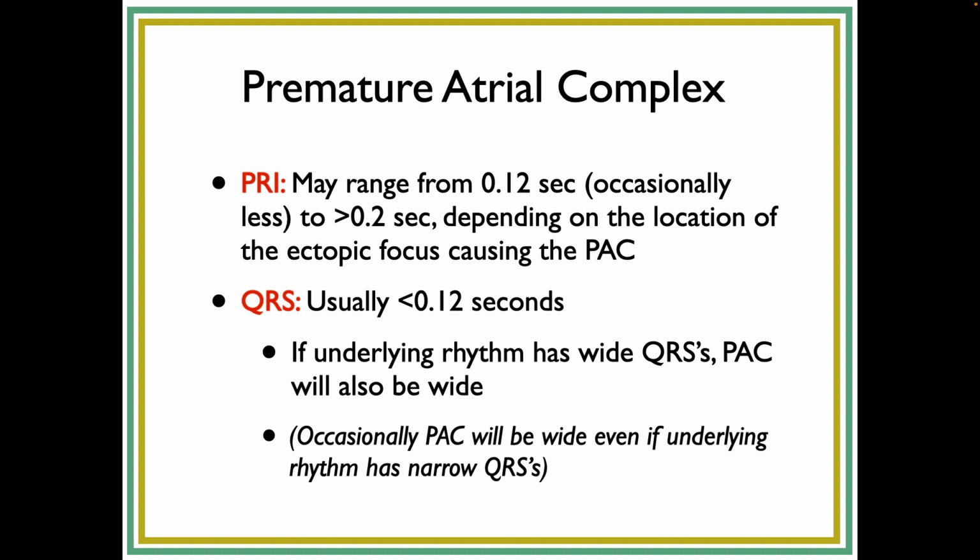Now, if there's an IVCD, let's say there's a bundle branch block that's widening out the QRS in the normal sinus rhythm, it will also widen out the QRS of the PAC. But we expect a PAC to have a narrow complex.